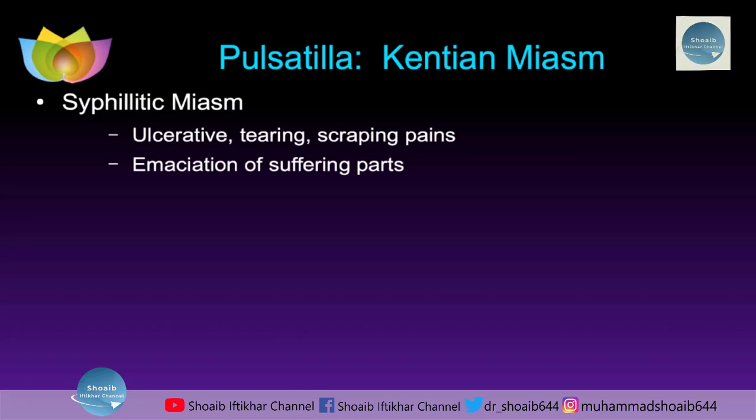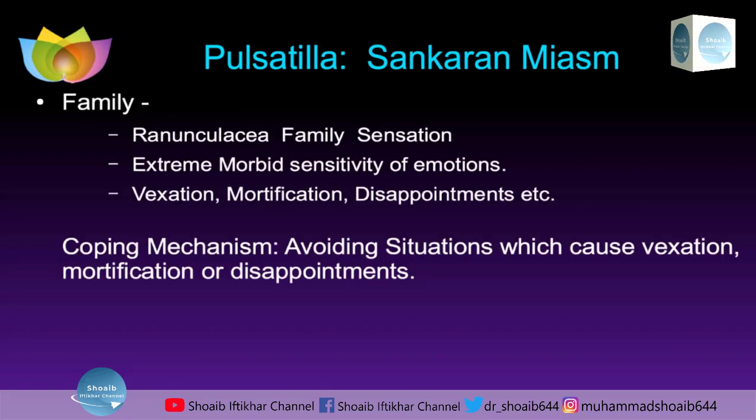So that's Kent's pulsatilla for you. Let's go to Sankaran's pulsatilla. Now in the sycosis pulsatilla, you always have to look at the bigger picture, the family picture of that remedy. Pulsatilla belongs to the Ranunculaceae family, okay? And in that family, the major issue around that family is this extreme morbid sensitivity of emotions. They're extremely on edge. They are one of the most hypersensitive group of remedies. You have Staphysagria in the same family and aconite in the same family. So you get the picture. Then there is vexation, there's mortification, there's disappointments, and one emotion on top of the other.